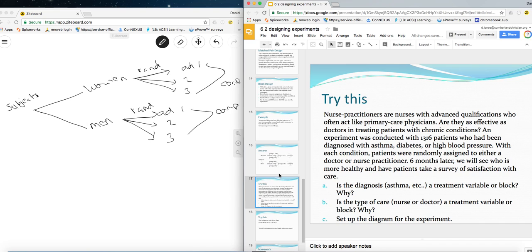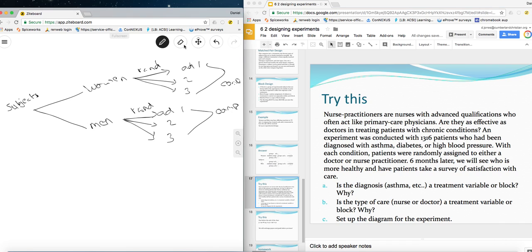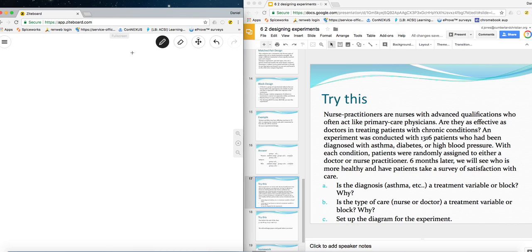And 6 months later, we're going to see who is more healthy and have patients take a survey of satisfaction with their care. So first of all, A, is the diagnosis asthma or diabetes or high blood pressure, is that a type of treatment variable or is that a block? Hopefully you know that that is a block. And it should be obvious.